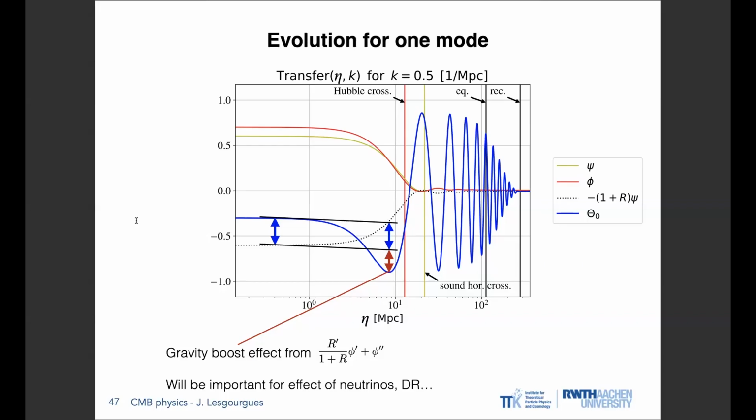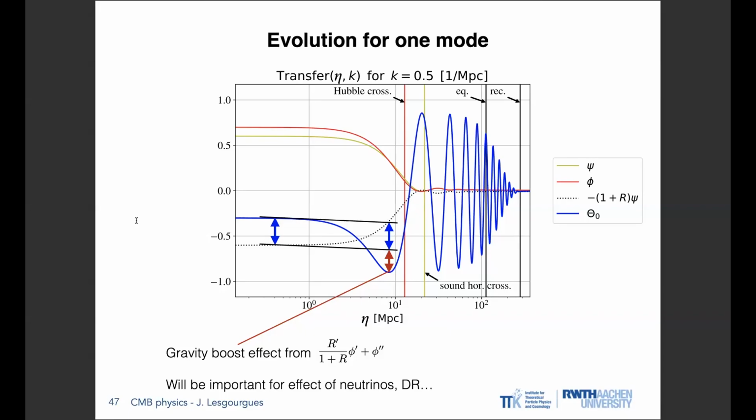And when it goes up, it increases again the amplitude of the oscillation. And then you see that this effect should stop because the amplitude is stationary. So we have a region here where we had a gravity boost. This gravity boost at the end will explain why the CMB is sensitive to all the species in the universe.